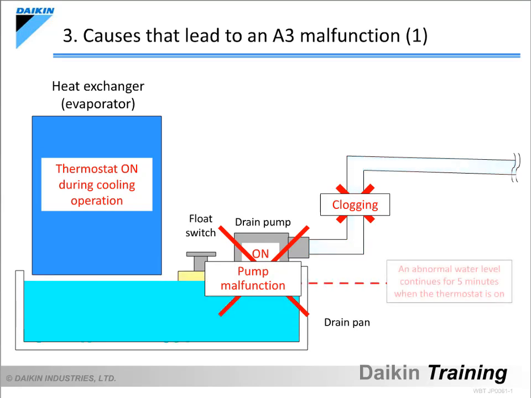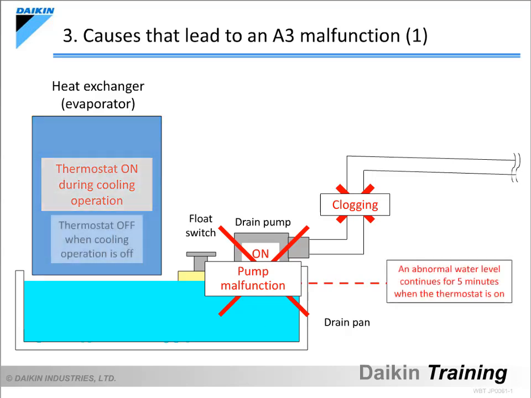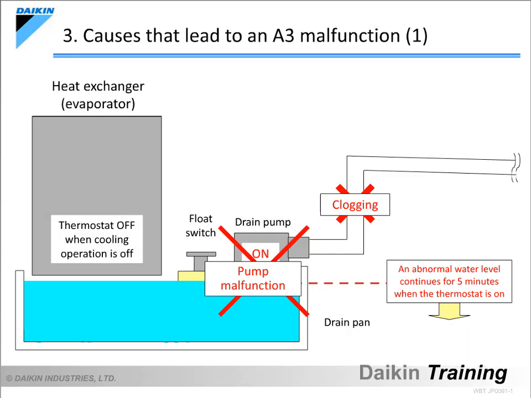When the float switch rises and stays in an abnormal water level position for 5 minutes, it detects this and sends a signal to stop cooling operation, turn the thermostat off, and display the A3 malfunction code on the remote controller. In this instance, the drain pump continues to operate until the water is completely removed from the drain pan. In other words, cooling operation is not possible until the float switch's water level abnormality is rectified.